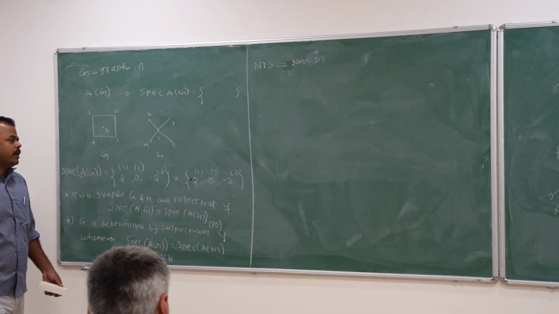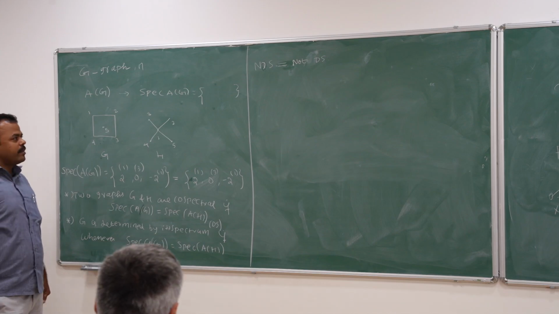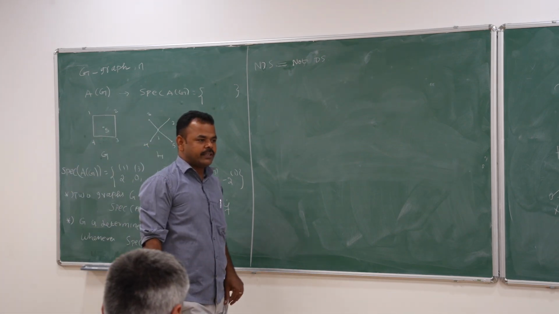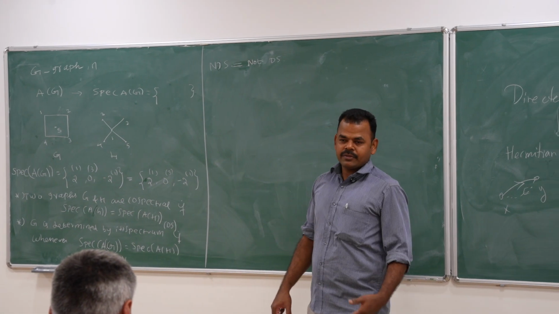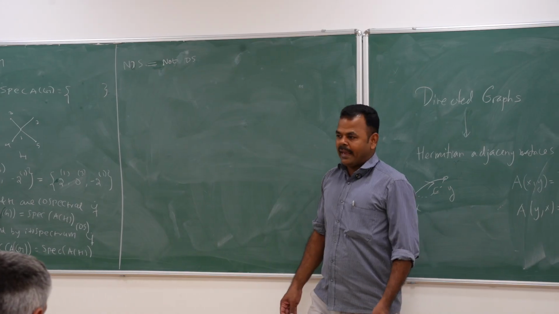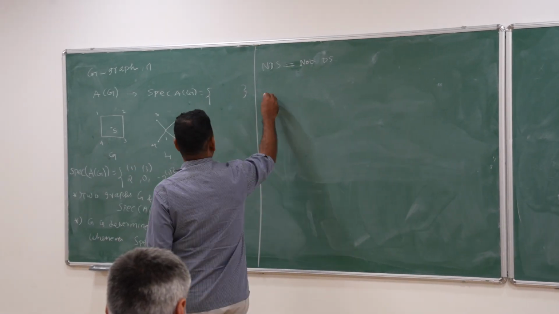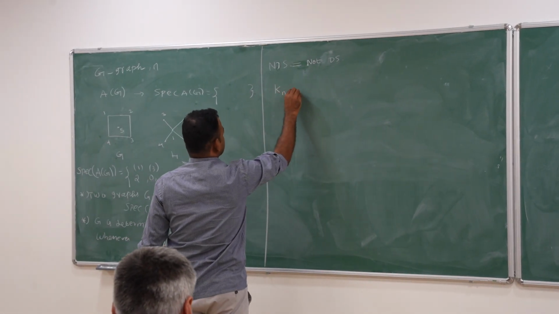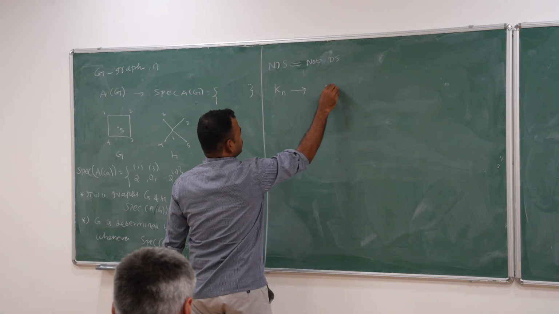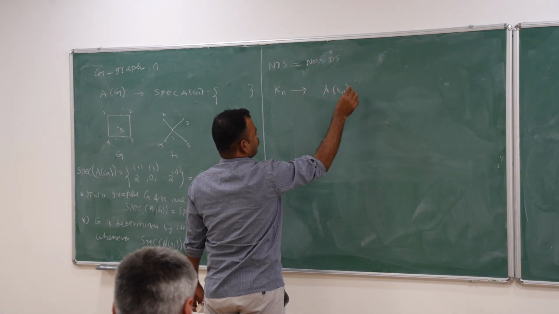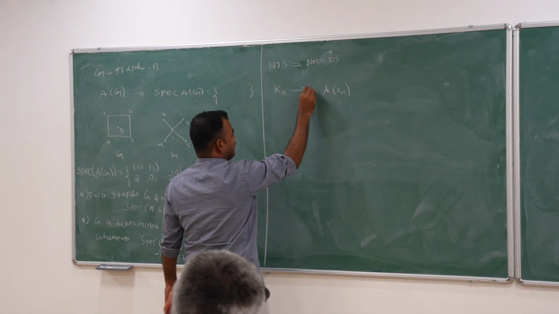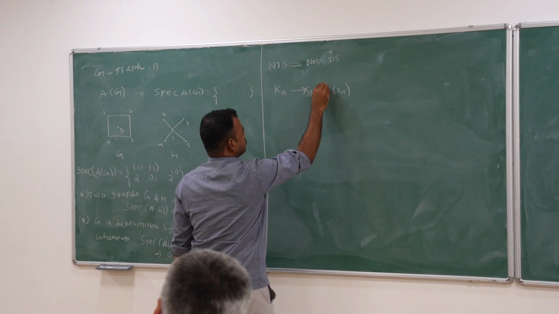Now the question is, what are the graphs which are determined by the spectrum? What are the graphs which are not determined by the spectrum? Already we have seen one example: if you remember, the complete graph on n vertices, Kn. What is A of Kn? J minus I.